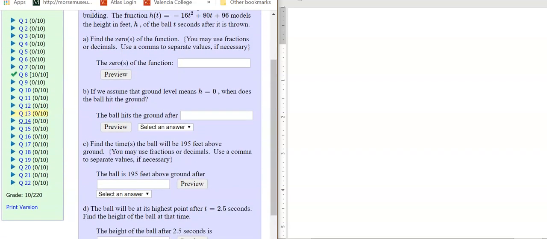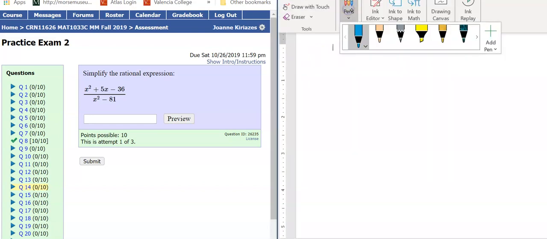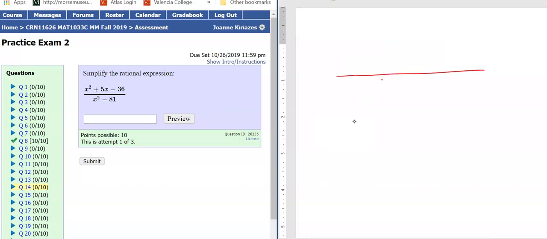All right, I'm gonna skip on to question number 14. Question number 14 is a rational expression, okay? So we want to simplify it, and the way we simplify it is we factor the numerator and factor the denominator, and we look for any common factors.